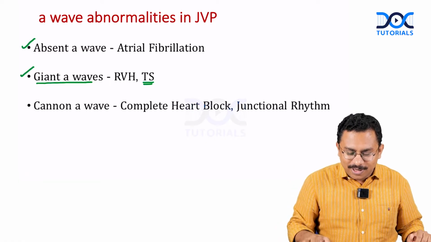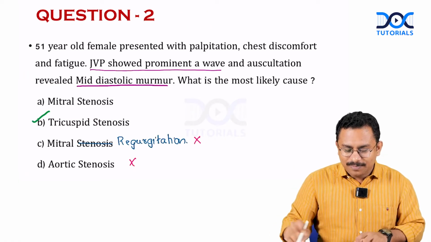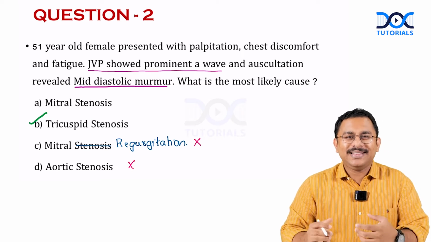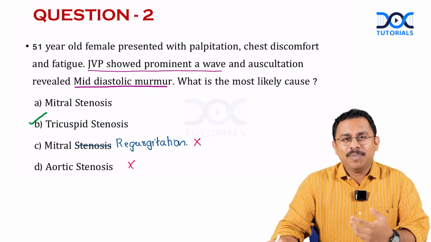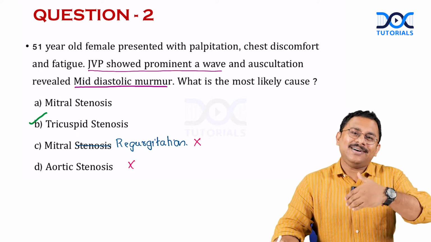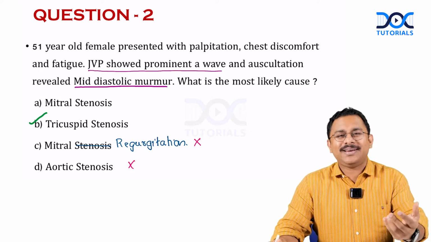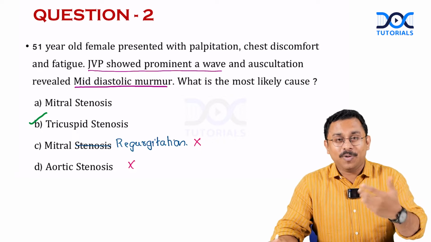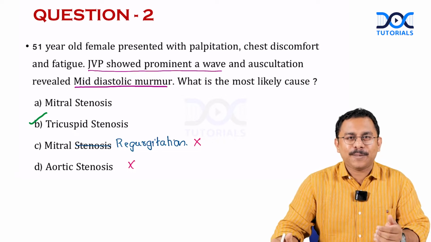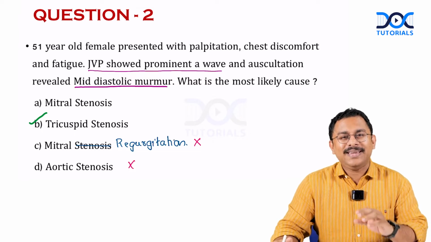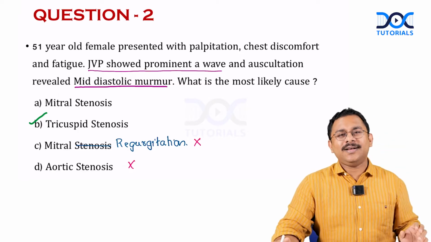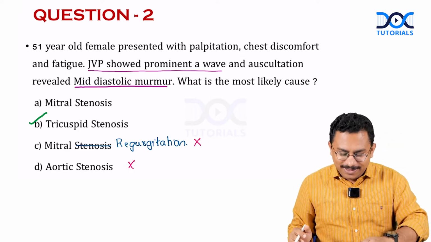But when you look at the question here, there are no other findings suggestive of long-standing MS. They have not given any finding of pulmonary hypertension. So MS, on long-standing, can produce a raised JVP and prominent A wave, but again, there are not many features suggestive of that. Based on the available history, it is more likely to be tricuspid stenosis, which can directly cause a giant A wave.